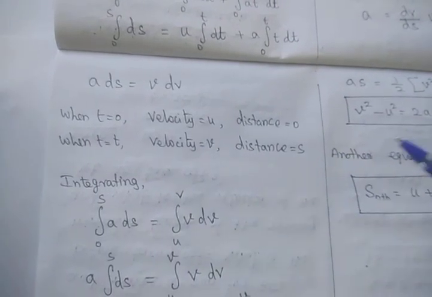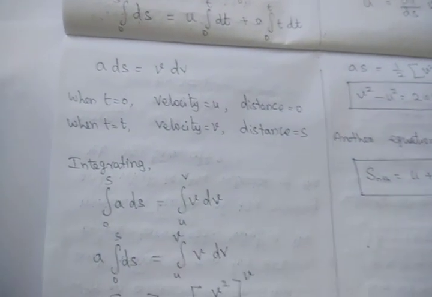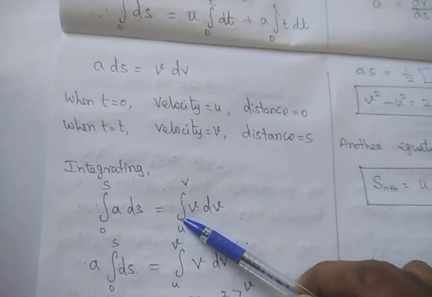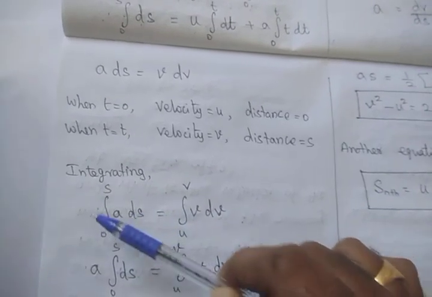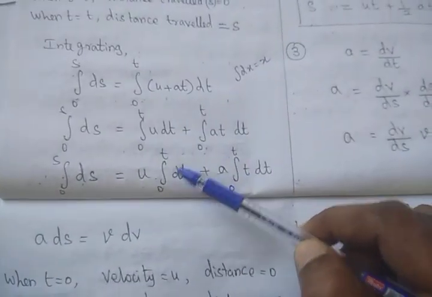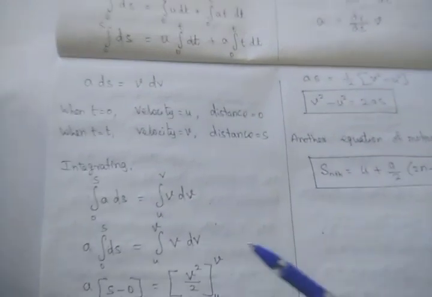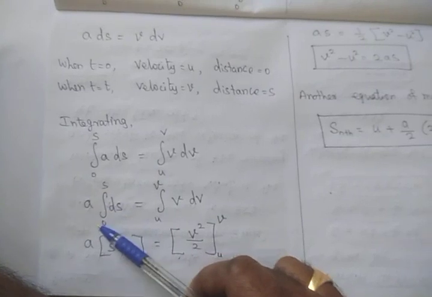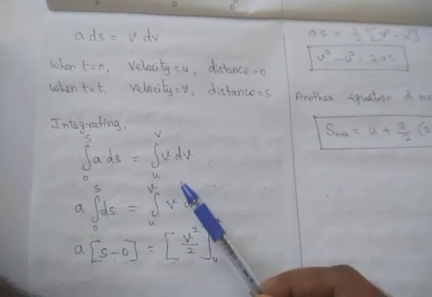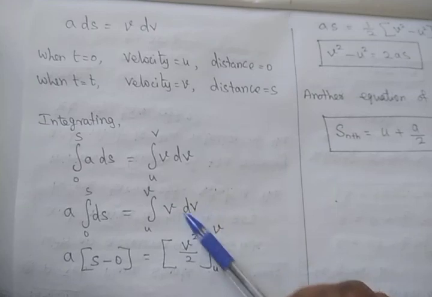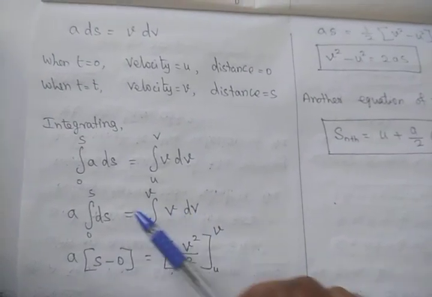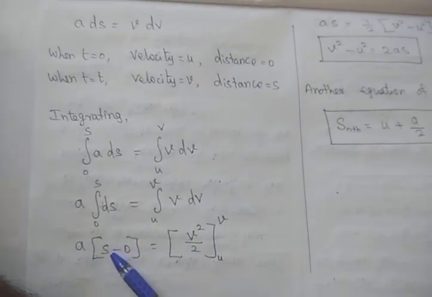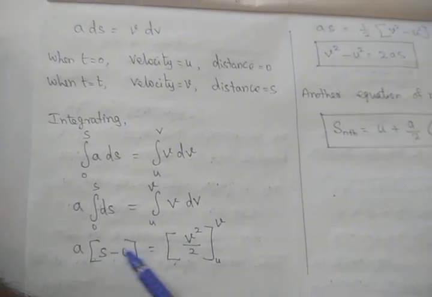Dear students, very clearly, don't get confused with the limits substitution. Whatever the variable is, if it is velocity, you substitute the velocity limits alone. Here it is displacement, so substitute the displacement limits alone. Where it is time, you substitute the time limits alone. So don't get confused with the limit substitution. You take the acceleration outside the integral of ds, but we should not take v outside because we are integrating with respect to velocity only. It is not a constant for this integration. So the integration of ds is s. Upper limit minus lower limit: s minus 0.